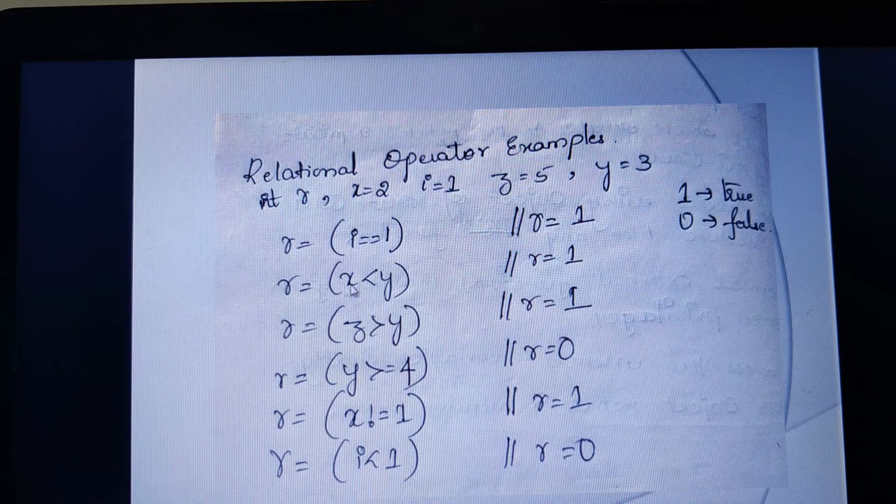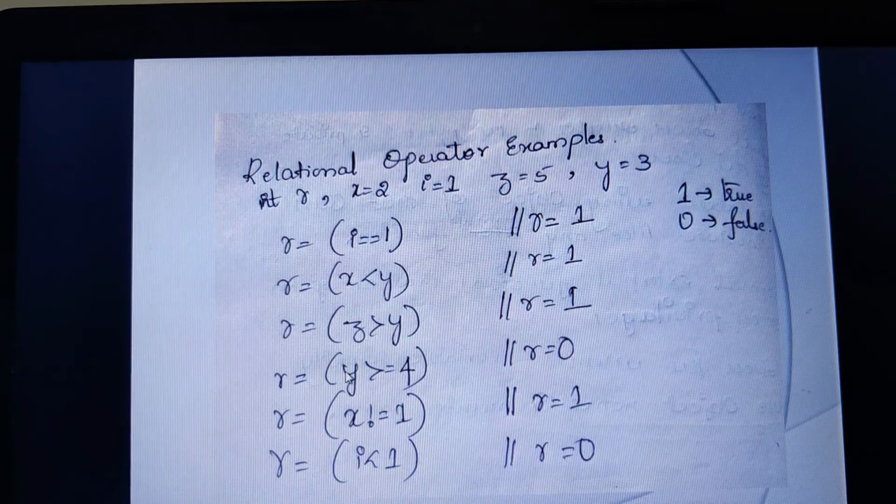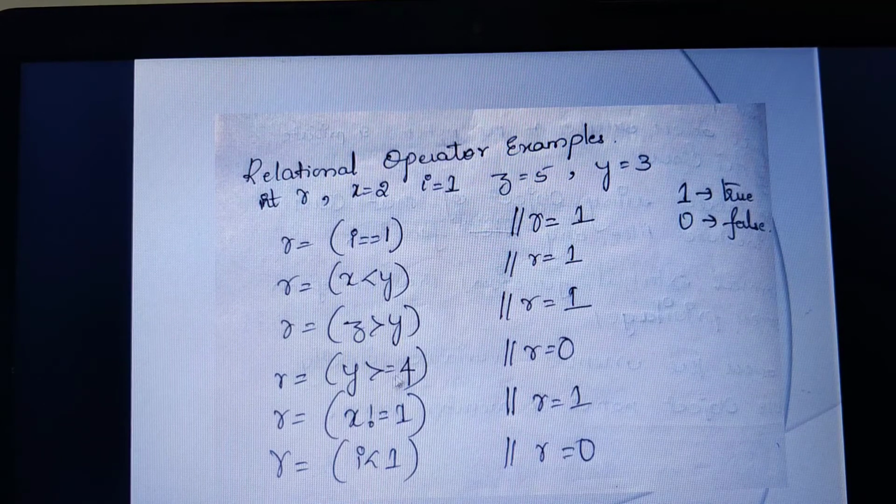So here r equals x less than y. I am checking, what is the value of x? That is 2. Whether 2 is less than 3, I am checking. 2 is less than 3. Yes, the condition is true. Therefore, again the value of r would be 1. Next, one more I am having: r equals z greater than y. What is the value of z here? 5. 5 is greater than 3. Yes, the condition is true. Again, we got the value of r as 1 here.